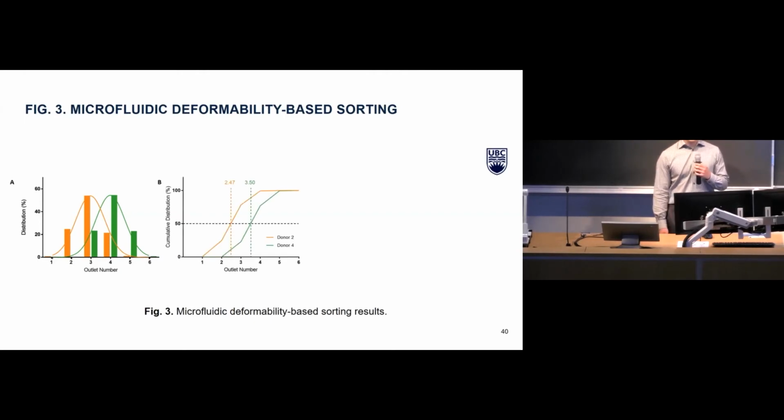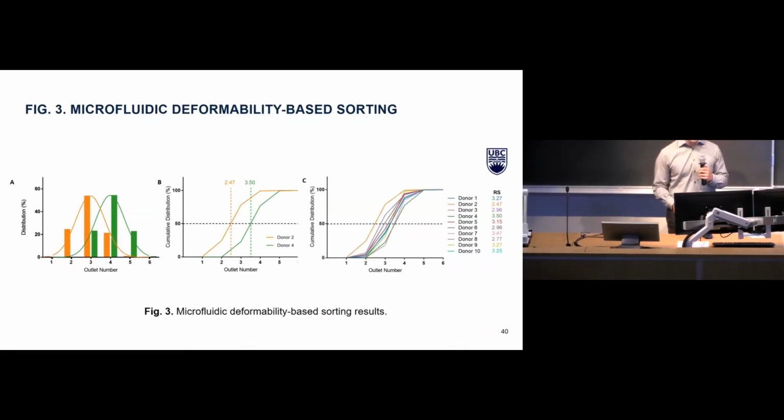Figure B displays the cumulative distribution of red blood cell deformability for these 2 donors, and the 50% crossover frequency is defined as the rigidity score for each donor. Finally, in image C here, we see the cumulative distribution plots for all 10 donors, indicating that there's inter-donor deformability differences.